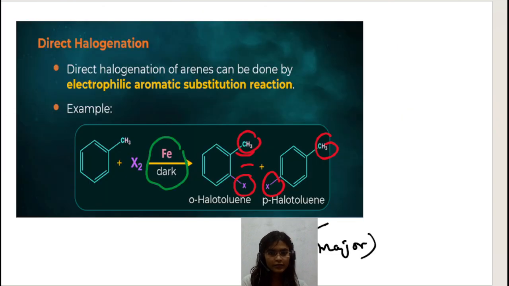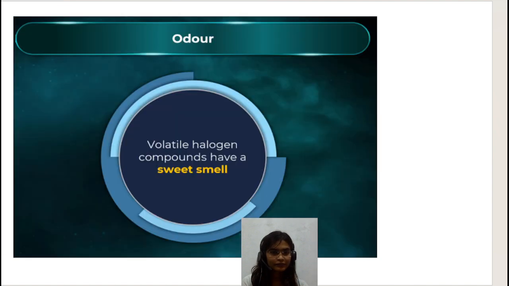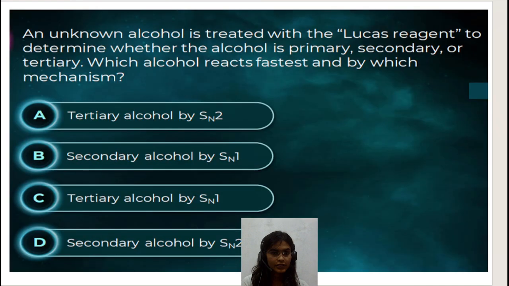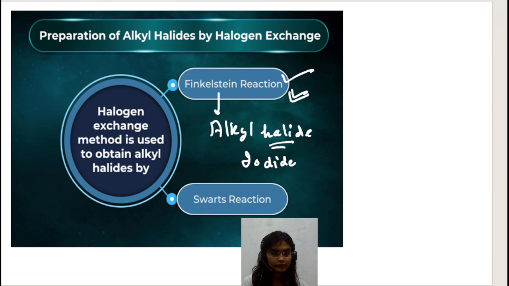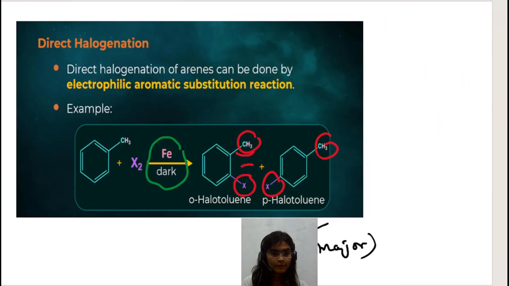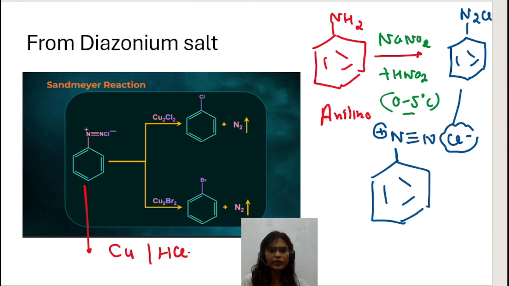No, no, no. Okay, this. Sorry, where is the slide? Wait, wait. This part done. Okay, so this is what we are discussing, right? So it's a Sandmeyer reaction.